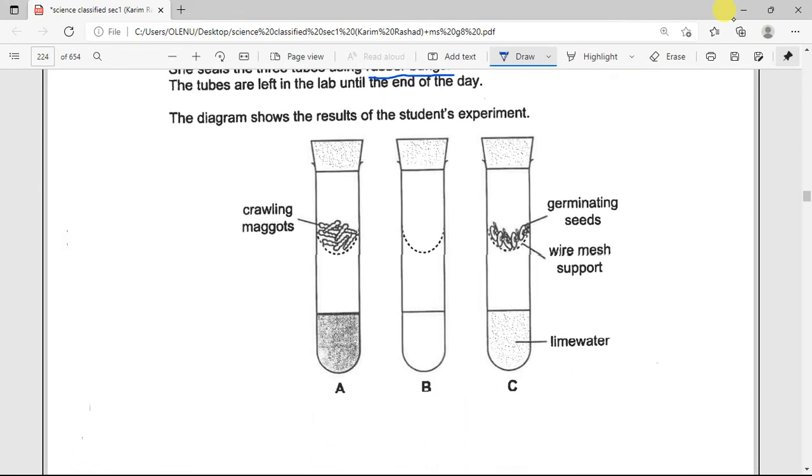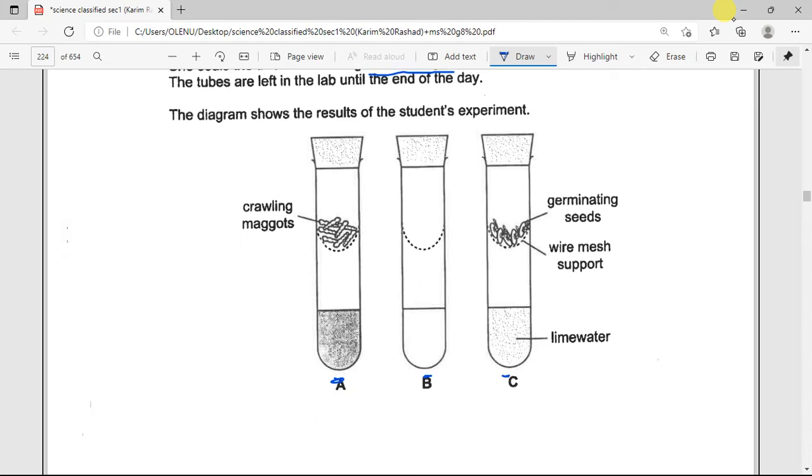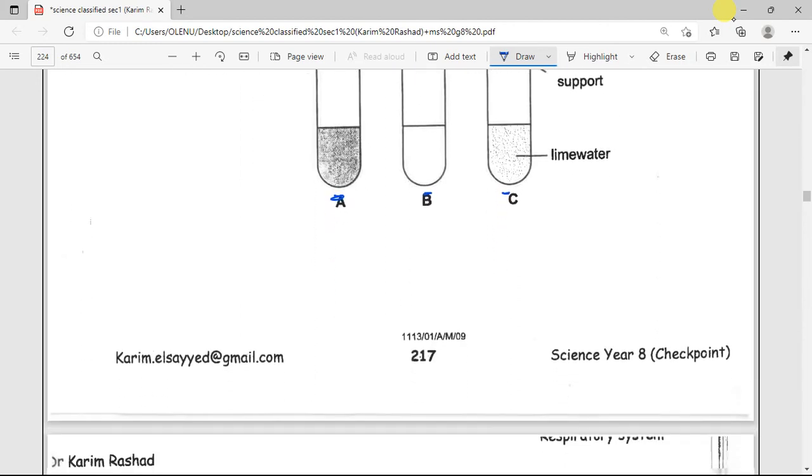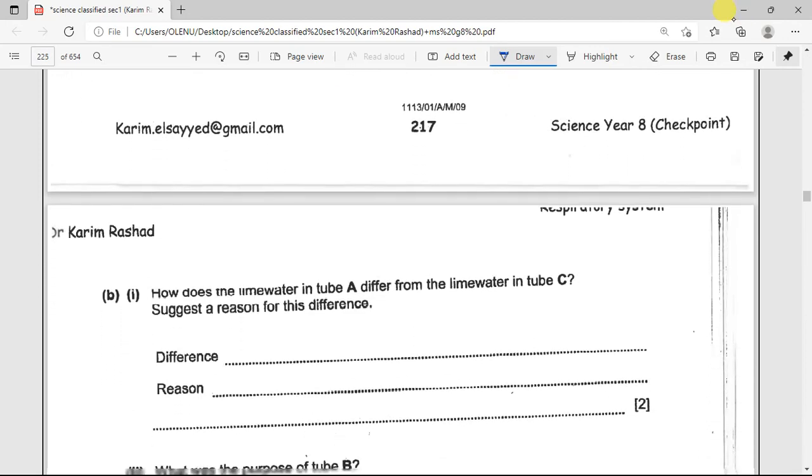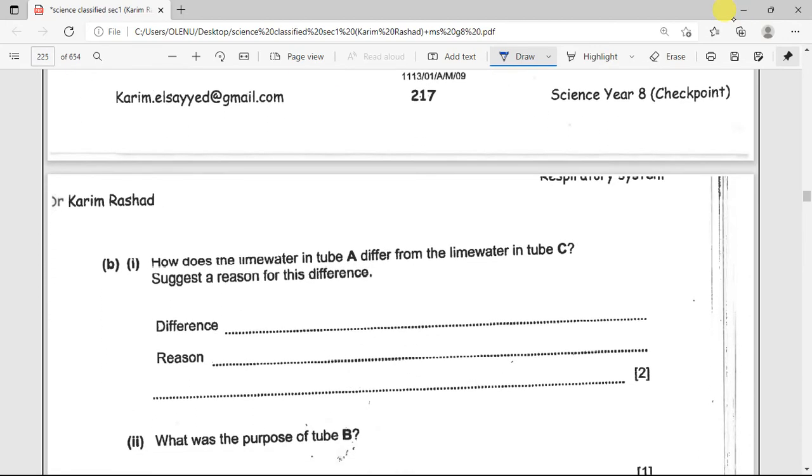So we have lime water with crawling maggots, germinating seeds, and one without any living thing. You find out that the lime water has actually changed color. What this question is asking is simple: how does the lime water in tube A differ from the lime water in tube C? Suggest your answer.